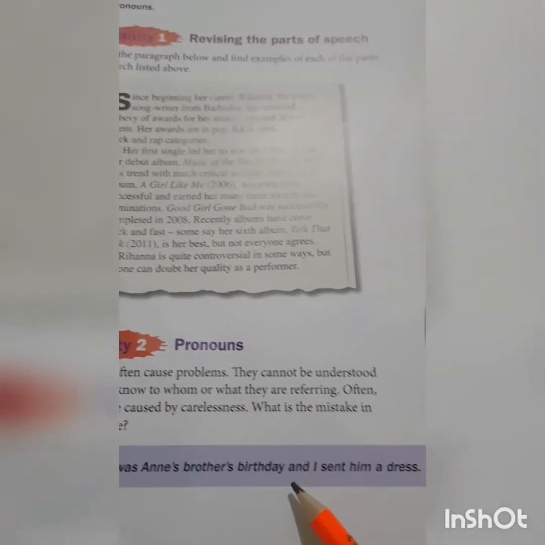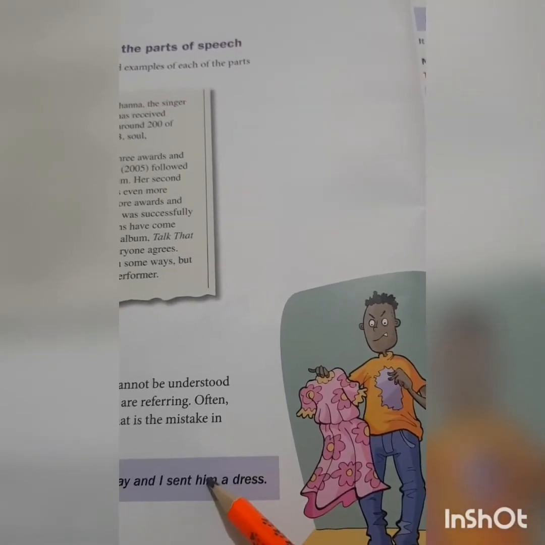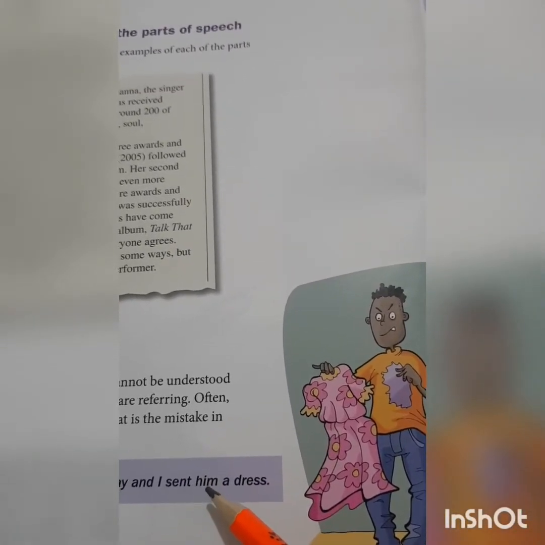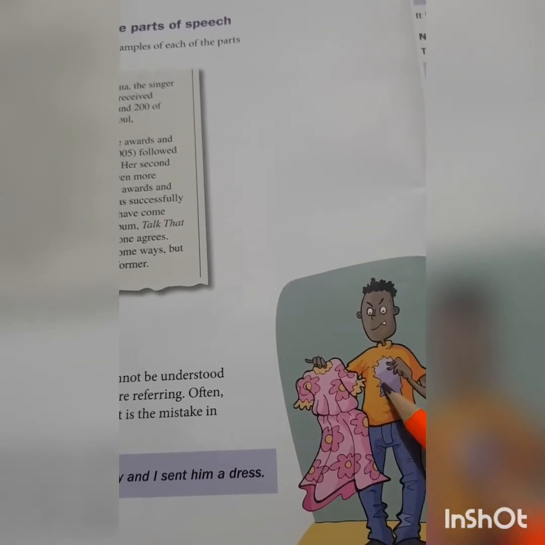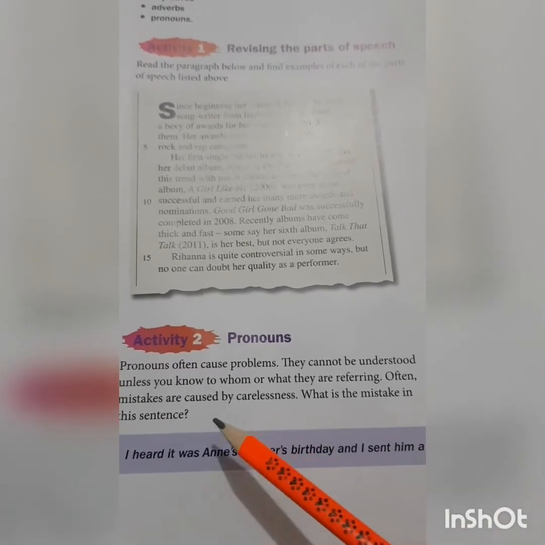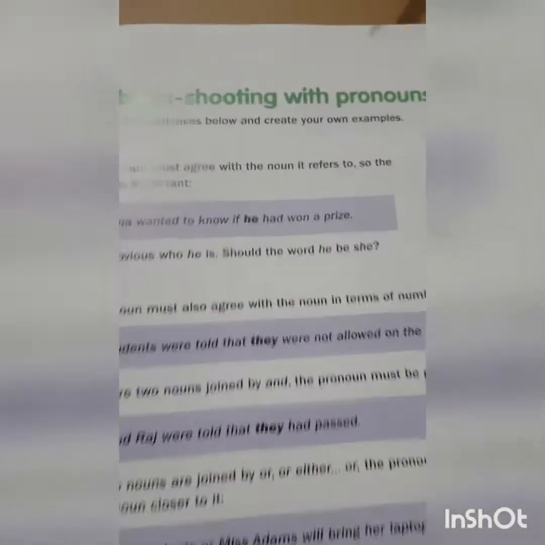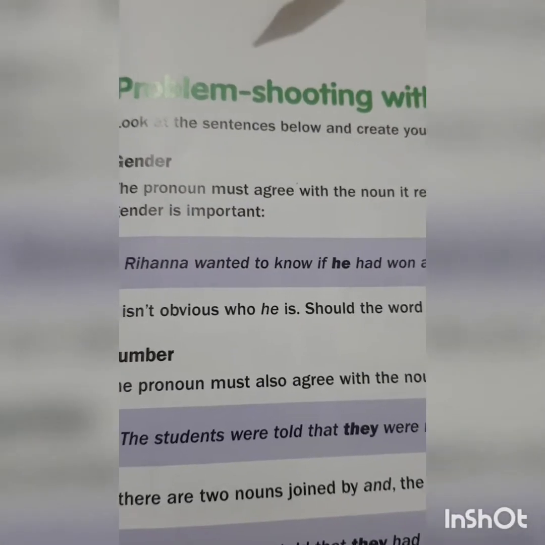I heard it was Anne's brother's birthday, and I sent him a dress. Anne's brother's birthday, and you sent him a dress. So he clearly was not sure whose birthday it was. Here we have some rules for you. So you're looking at the sentences below, and you can create your own examples.